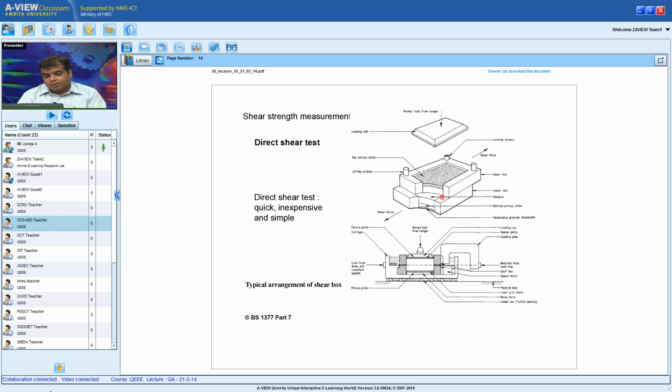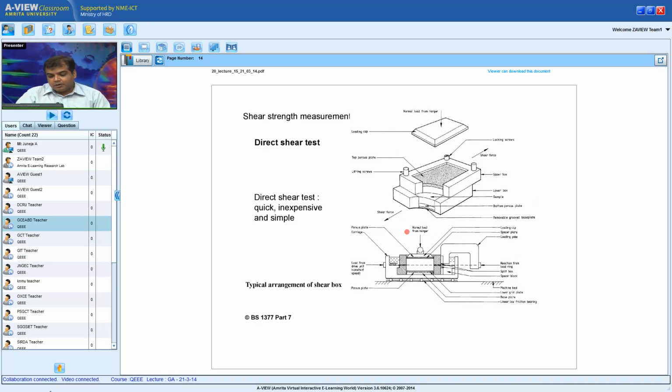Up to failure, this horizontal plane is no longer the principal plane. In other words, the principal planes change their orientation during the test. This is a major drawback of this particular setup or test. There are of course other drawbacks, and let me move to the next slide to explain them.